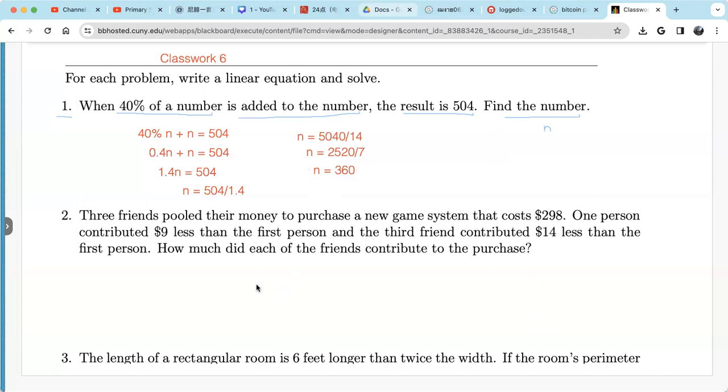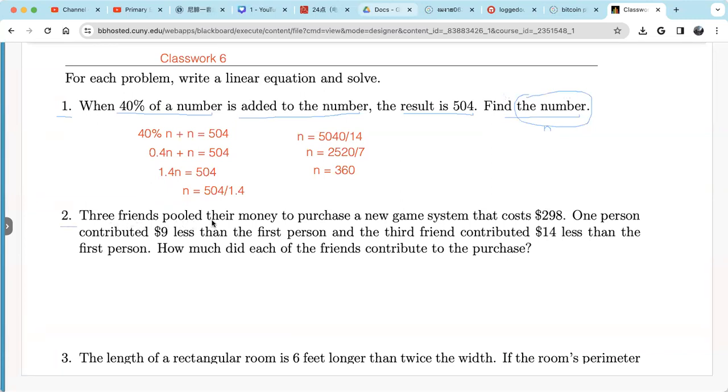So this is the process of solving any word problem or life application, right? We name a variable. Whatever the goal is, in this case the goal is to find the number. So we name the variable, then we form an equation. We translate English into mathematical equations. Then we solve for the variable. Okay, now let's see number 2.